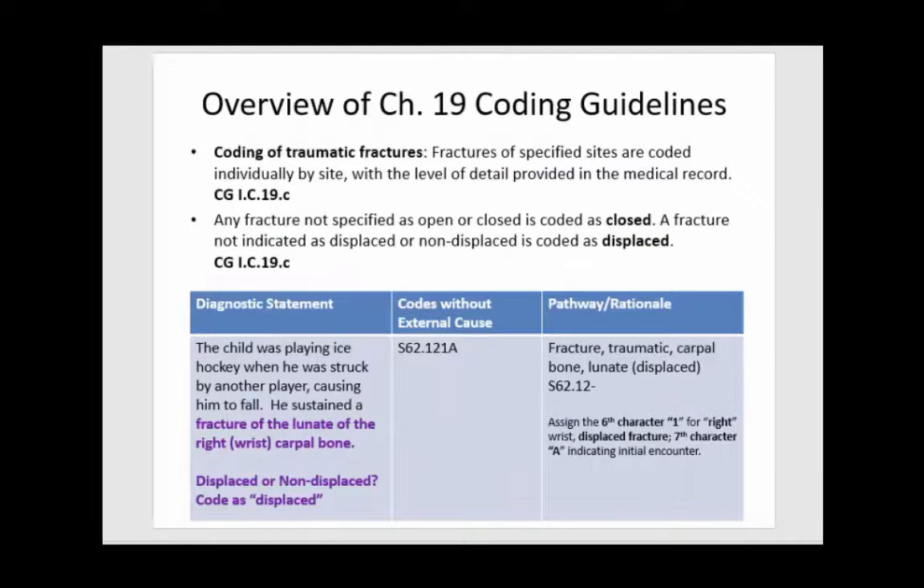The next coding guideline has to do with coding traumatic fractures, where when a fracture is not specified as open or closed, you're going to code it as closed. And if it's not indicated as to whether it is displaced or non-displaced, it is coded as displaced. The diagnostic statement I've given you, the child was playing ice hockey when he was struck by another player, causing him to fall, and he fractures his wrist bone.